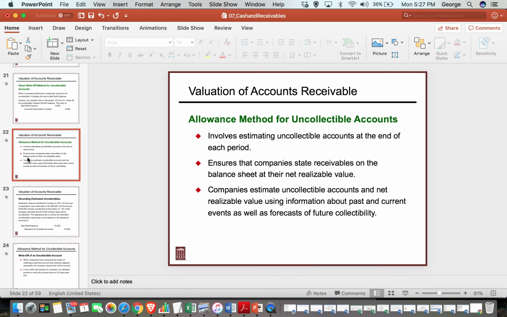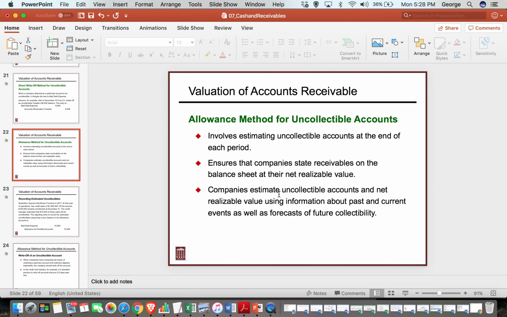All right, so the allowance method involves finding that uncollectible amount at the end of the year, which ensures that we're going to have our receivables on the balance sheet at net realizable value. Companies estimate the uncollectible account and net realizable value using information on past and current events as well as forecasts of future collectibility.